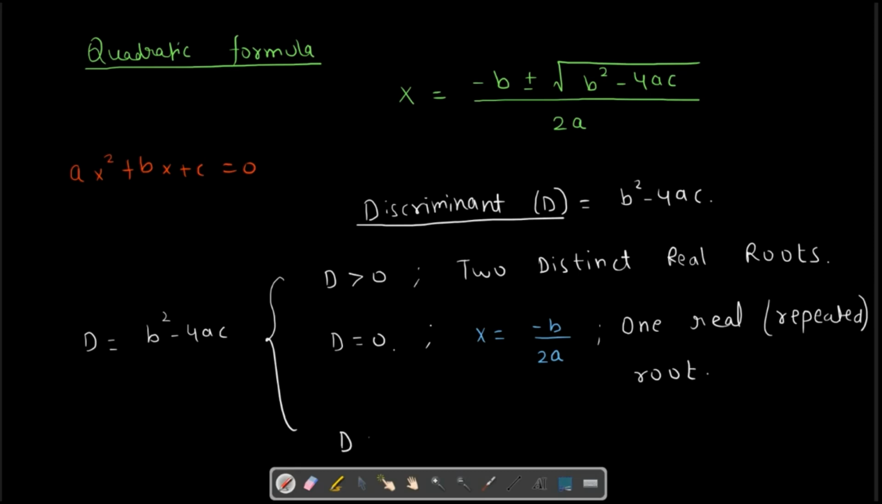And case 3 is when the discriminant is negative. If the discriminant is negative, it means that the square root thing will not actually exist, because the square root of a negative number is a complex number. So what does that mean? It means it will have two complex or imaginary roots. That's the significance of the value of d if it is less than 0. So we understand now that the discriminant plays an important role in determining the nature of the roots of a quadratic equation.